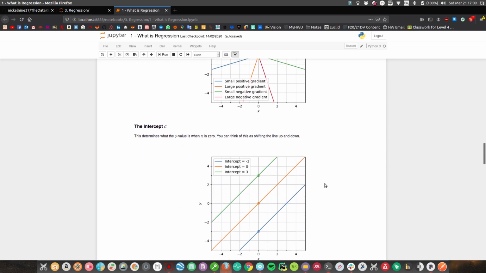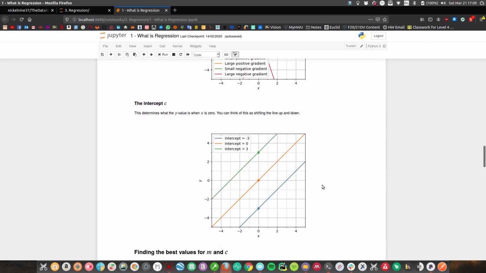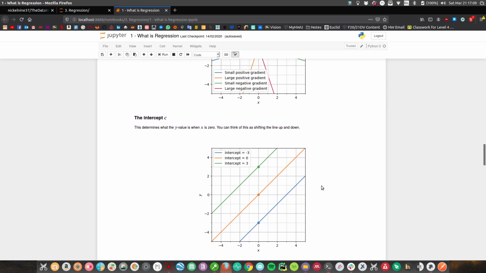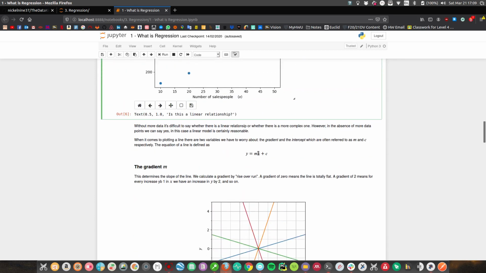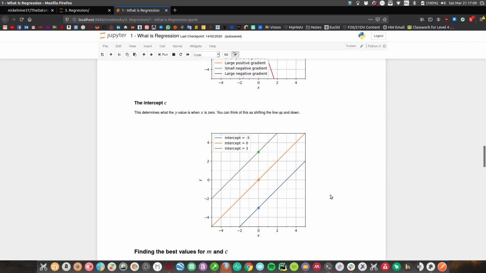And the effect of the c value is just to shift that line up or down. So c, if you think about it, if you look at this equation, when x is 0, then whatever m is, that term will be 0. So you can think of c as being the number which y is when x is 0. So if we look down to this graph here, we've got our x along this axis and our y along this axis. When x is 0, so we've got here the blue line, this is when c equals -3, so -2, -3.